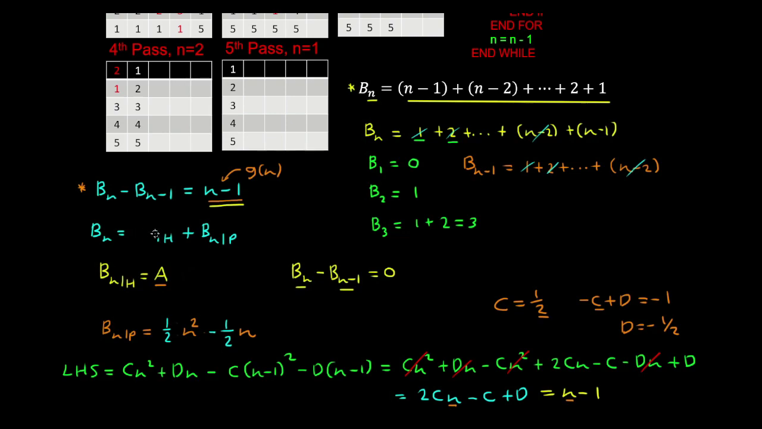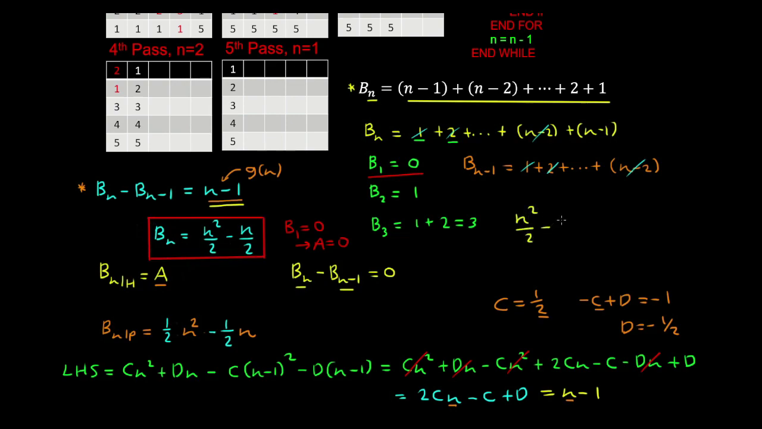And then superimposing the homogeneous and particular solution, we get A plus n squared on 2 minus n on 2. And given our initial condition, B(1) is equal to 0, you'd get 0 is equal to A plus a half minus a half. So that gives A is equal to 0. And we obtain the same solution as we did in the previous video using the arithmetic series. And therefore n squared on 2 minus n on 2 is O(n squared).